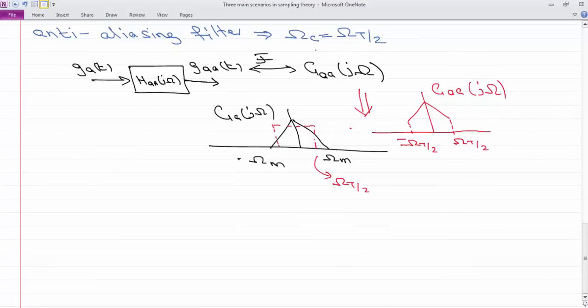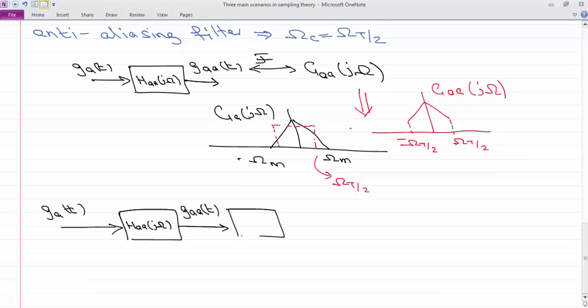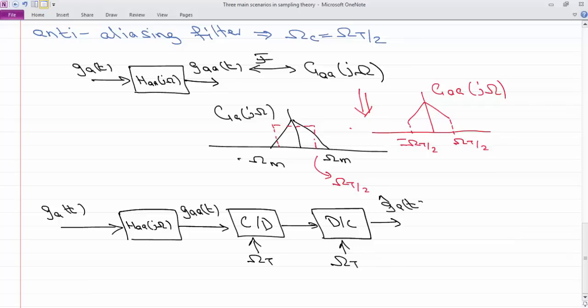Now if I pass this g_aa of t through an ideal sampler and then reconstruct it, my output will be... so now my block diagram in this third scenario is g_a of t, the anti-aliasing filter, g_aa of t, then I have continuous to discrete with a sampling frequency omega t that is up to whatever radians per second we specify. Then I have discrete to continuous with the same sampling frequency, and I get g hat a of t. And the question is, in this scenario, what is g hat a of t?